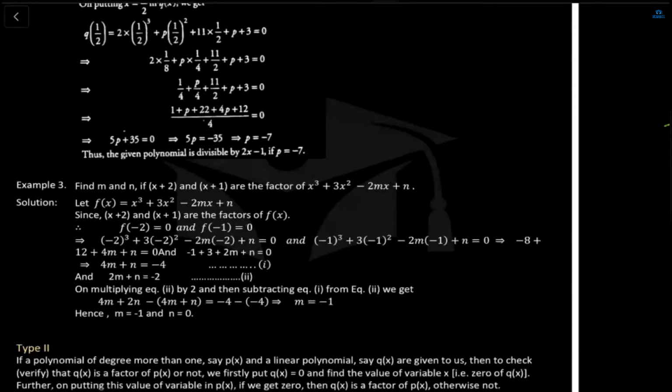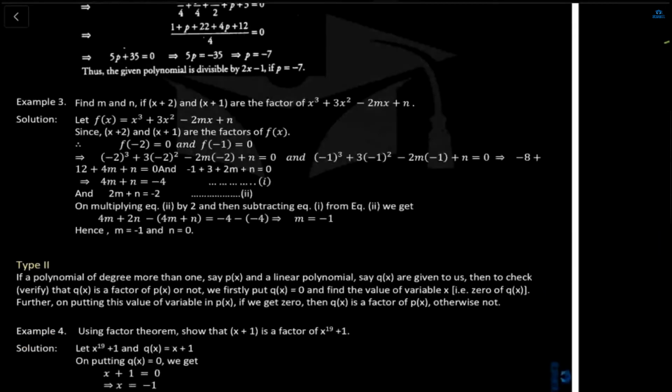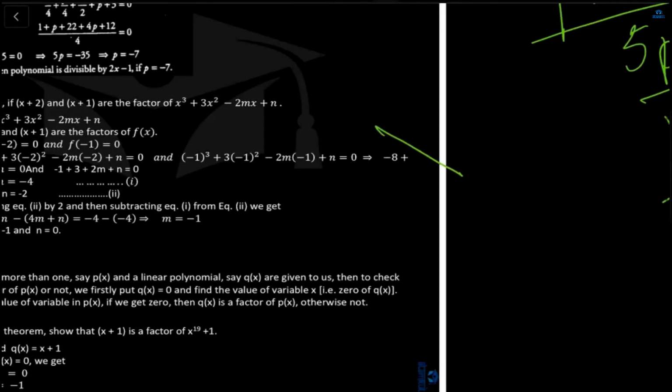Okay. Now, question number 3, we are not doing, just a little explanation. Find m and n. Here, two values are not known. If x plus 2 and x plus 1 are the factors of the given polynomial. Now, two values are not known, and here it is given that x plus 2 is a factor of the polynomial and x plus 1 is also a factor of the polynomial. That means you will form two equations. From this, what you will do? You will find the value at f.